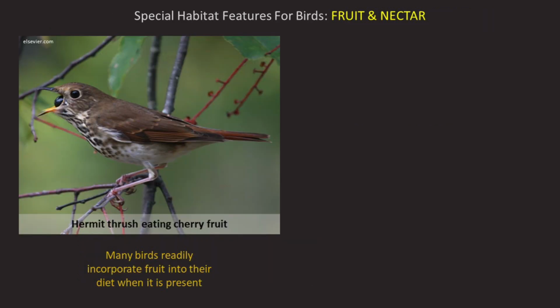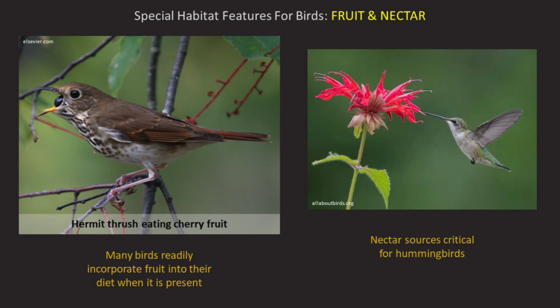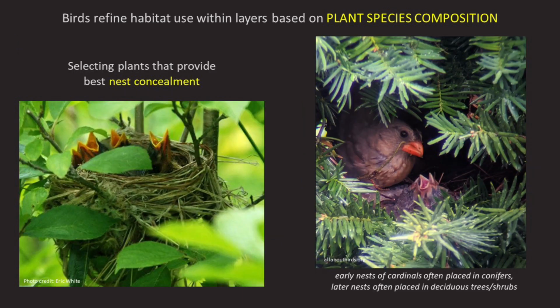Fruit-producing plants are particularly valuable plants to encourage to attract and support a variety of bird species. Many birds readily incorporate fruit into their diet when it becomes available within their primary nesting habitat, and especially when they are migrating. And of course, ruby-throated hummingbirds require nectar as their primary source of energy, so they are most likely to occur in habitats that contain an abundance of flowering plants.